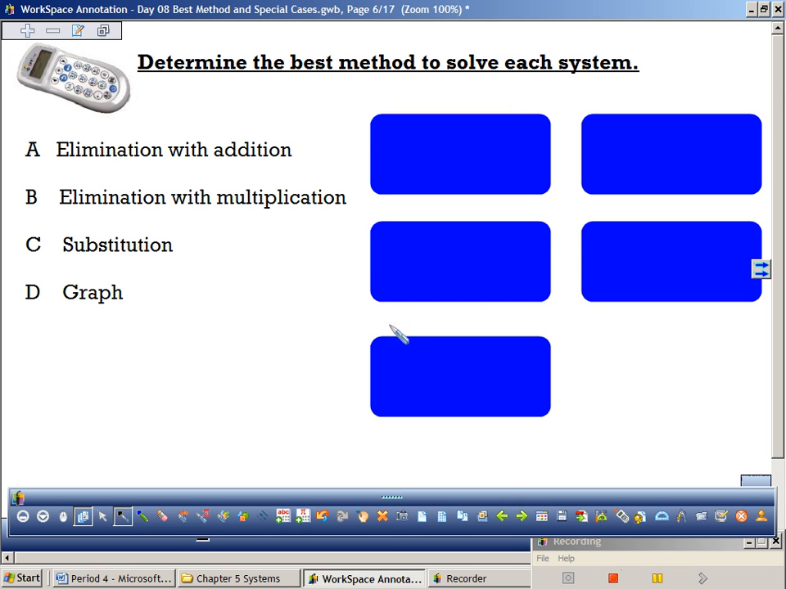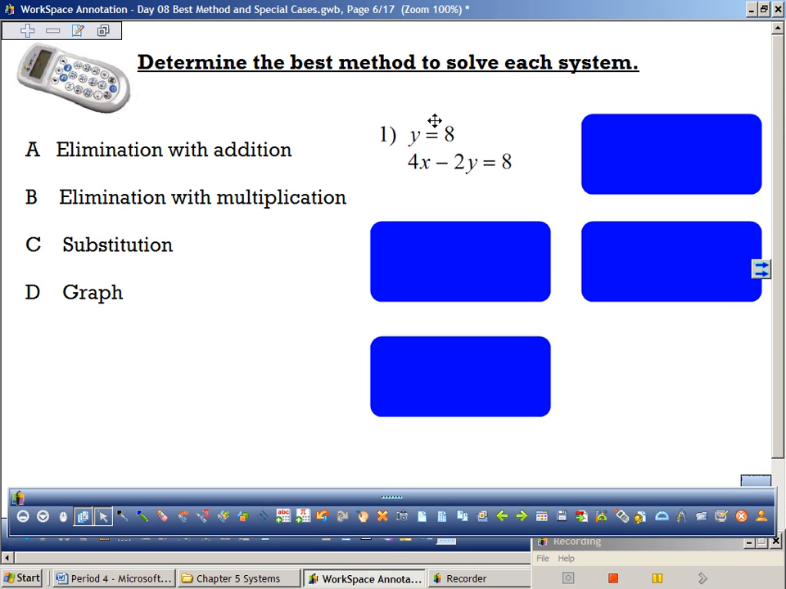So let's determine the best method to solve each system. I think we did this yesterday. Let's do it real quick again. We don't need to use clickers. It took too long in the last period to do it. What would you use for this one? Raise your hand if you know.